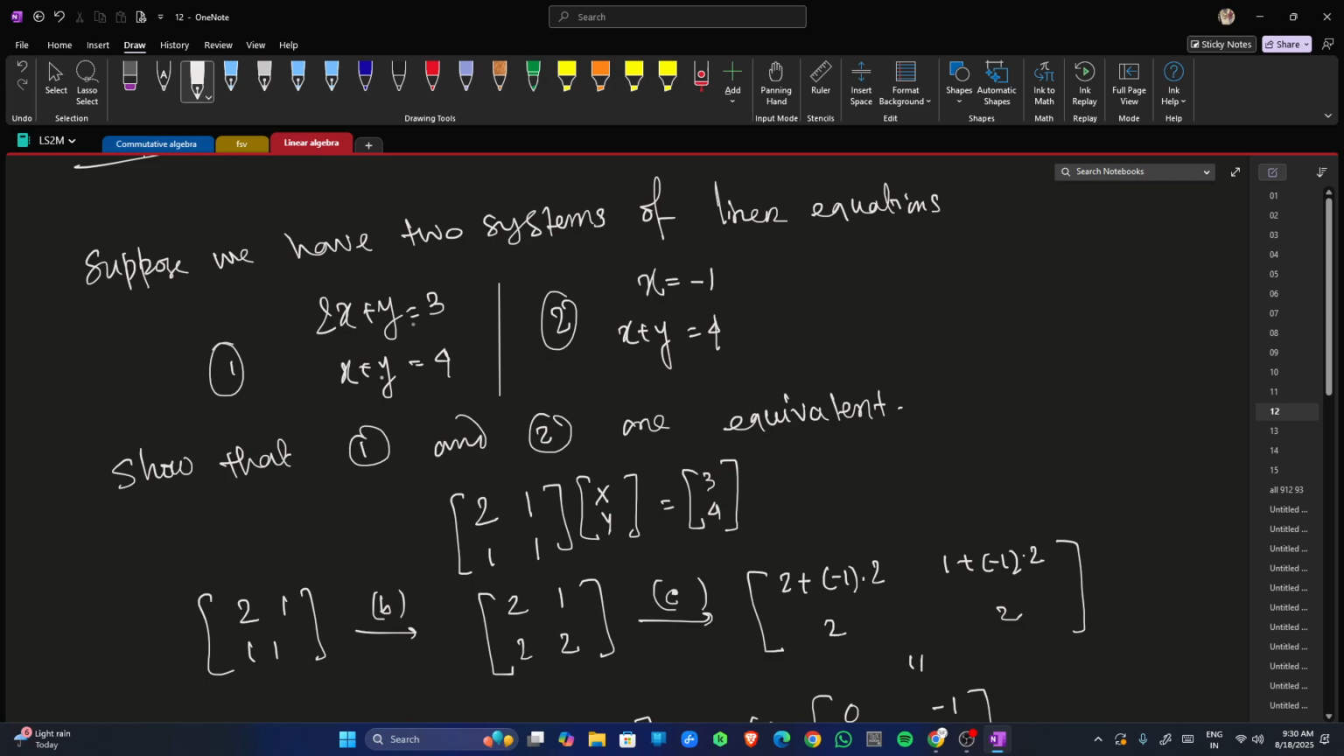You want to eliminate some variable. So what I have done, that 2x plus y equal to 3, I subtracted this equation from this. Basically 2x minus x is x, and y cancels out, equal to minus 1. So basically you get this.